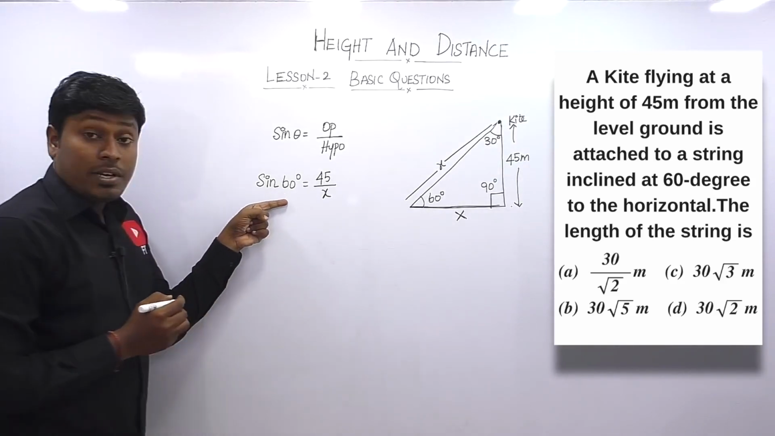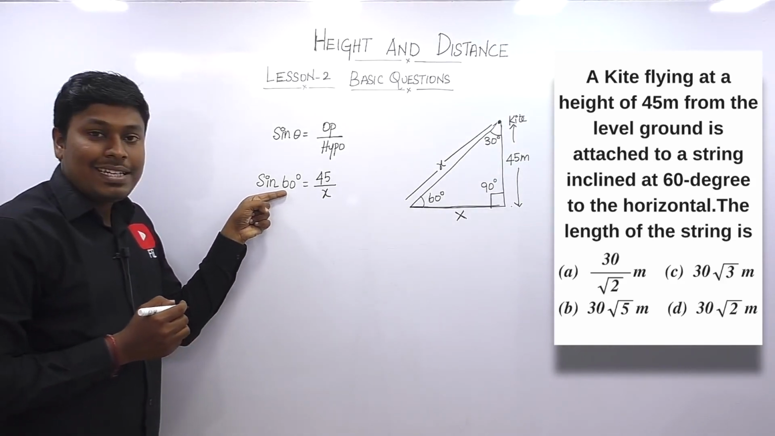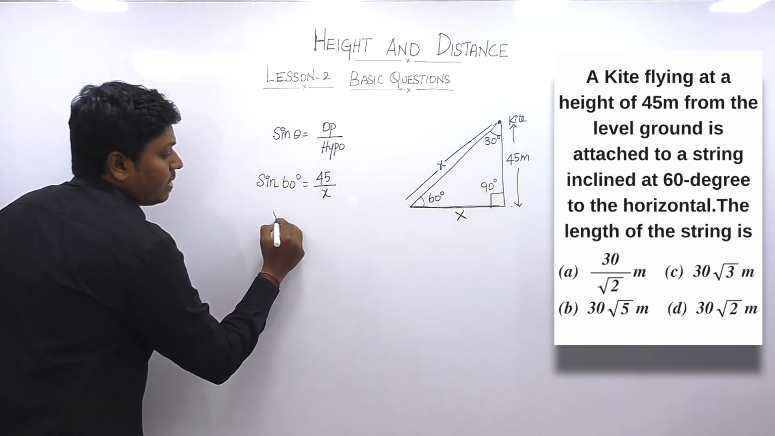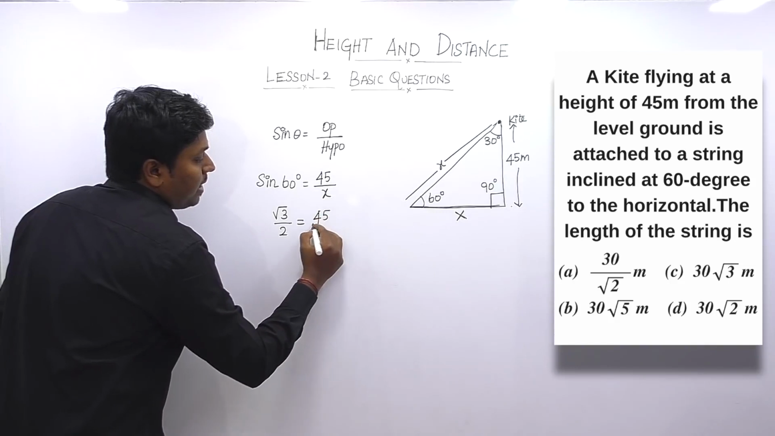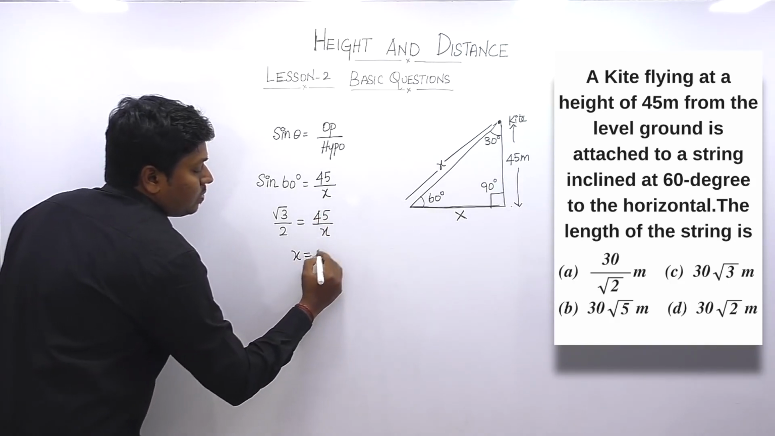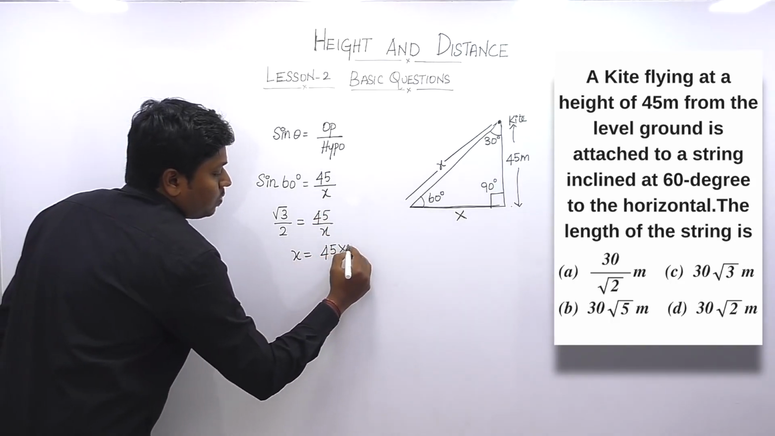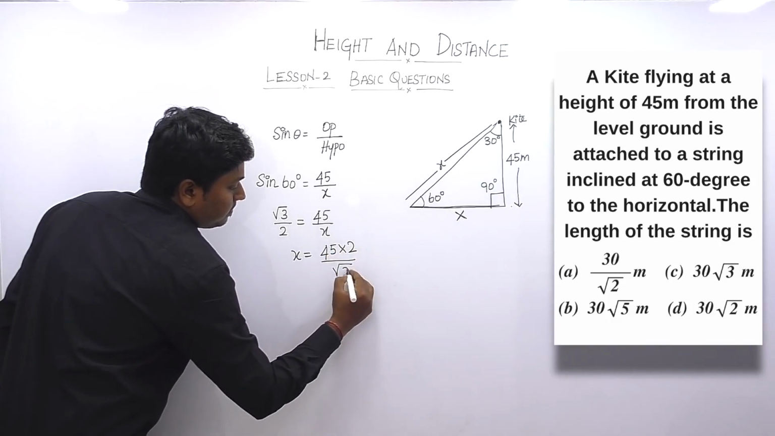According to trigonometrical ratios, sine 60 degrees is root 3 by 2. So this can be written as root 3 by 2 is equal to 45 by x. So x is equal to 45 into 2 divided by root 3.